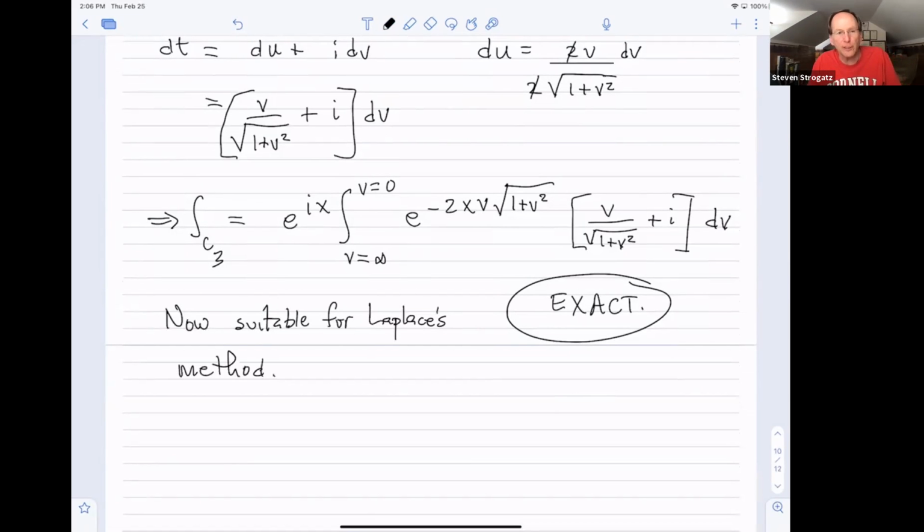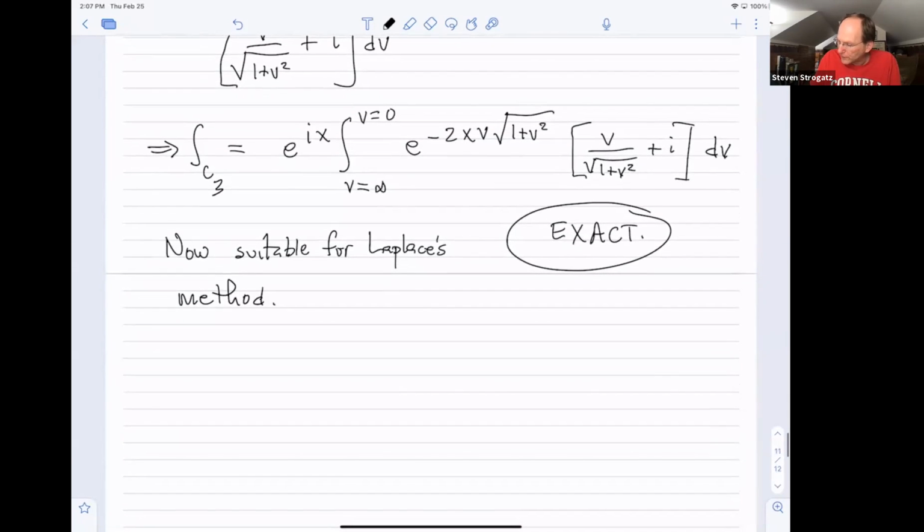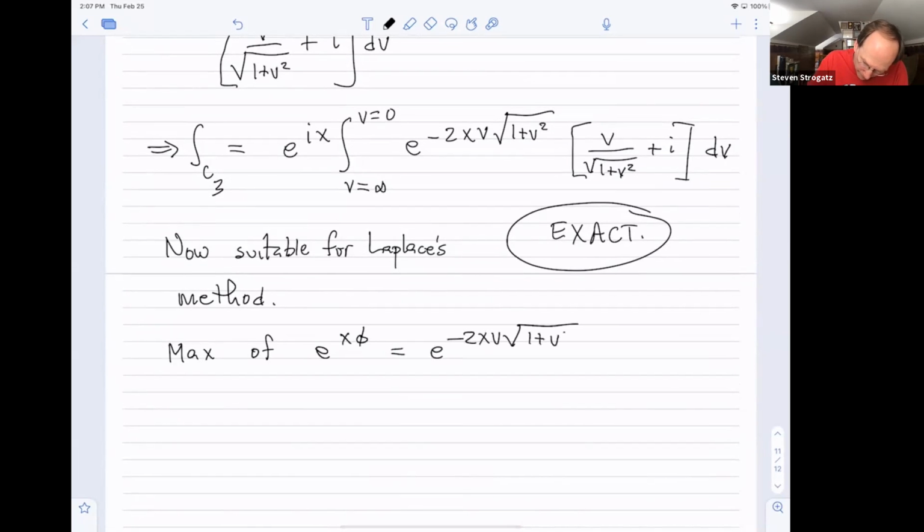And so if we're sufficiently careful here in our power series manipulations, we could generate the full asymptotic expansion. But let me just pick off the leading term, because that'll still be enough to give us our correction to stationary phase. So the maximum of the e to the x phi, well, so that's e to the minus 2xv square root of 1 plus v squared on v going from 0 to infinity. The max of that occurs at v equals 0, as I keep saying.